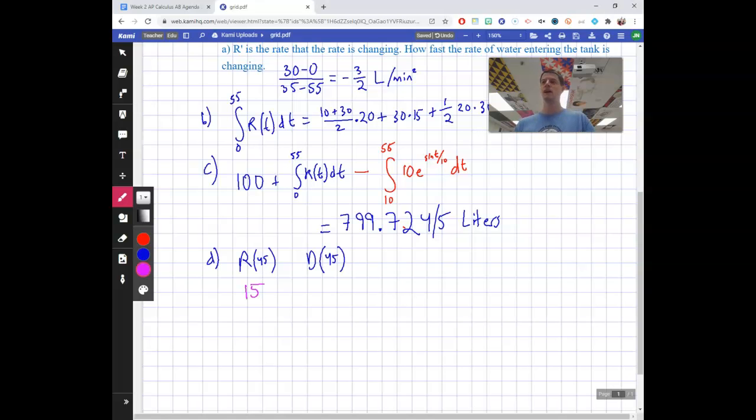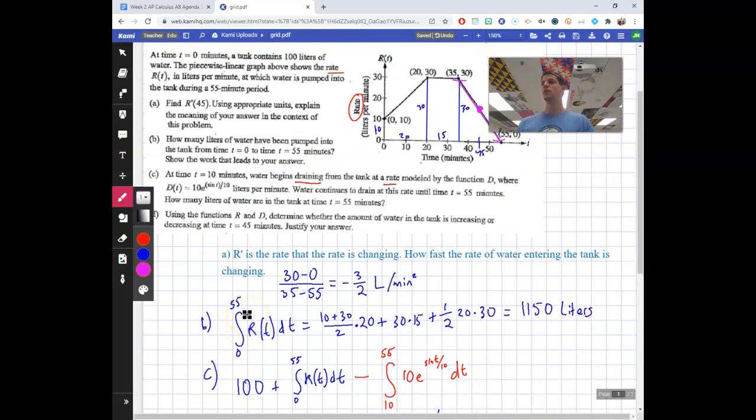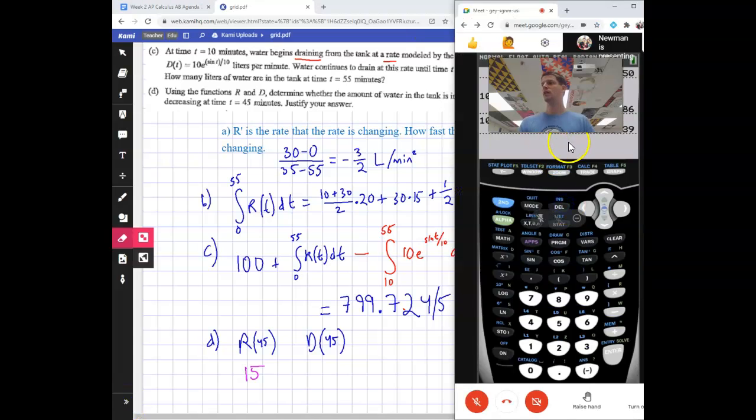That's the rate at 45. And then for D of 45, we're going to simply plug in 45 into this equation. So I'm going to go grab my calculator and I'm going to type that in. Go ahead and take a minute to calculate that. All right, I plugged that in here. Notice I got 10e to the sine of 45 over 10. One comment, make sure that this is in radian mode. Unless otherwise specified, it's in radian mode. So that might be why you're not getting the same numbers as me here. But 10.889, so we come back here.